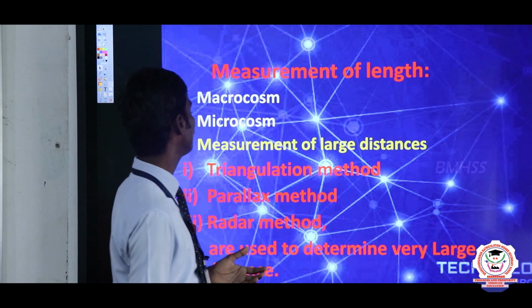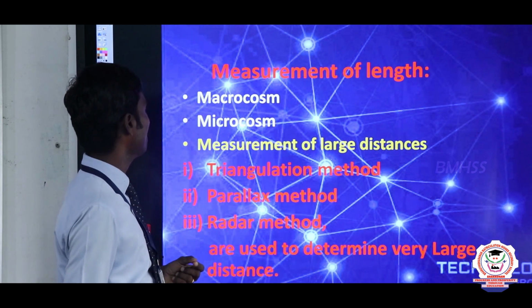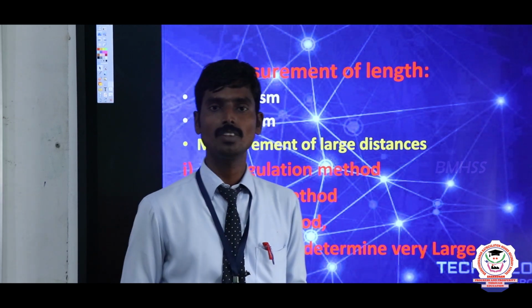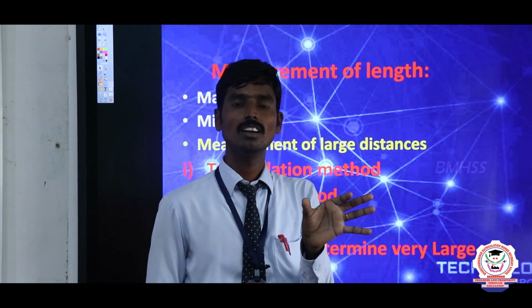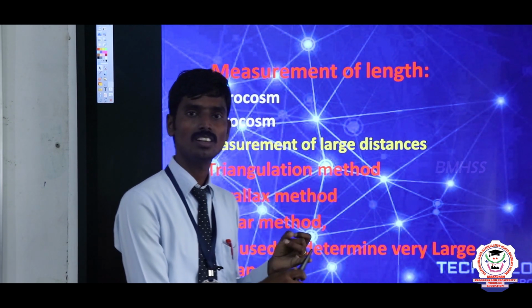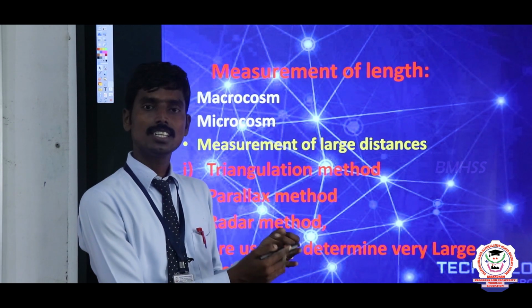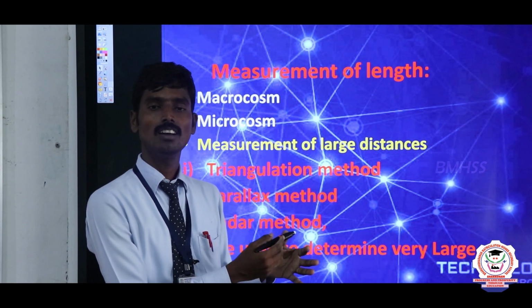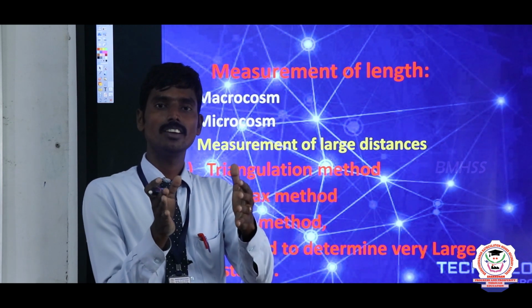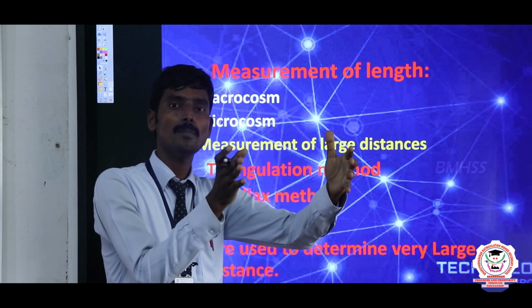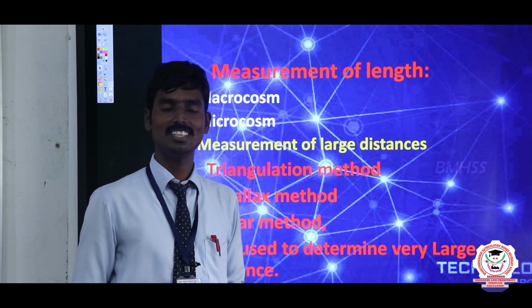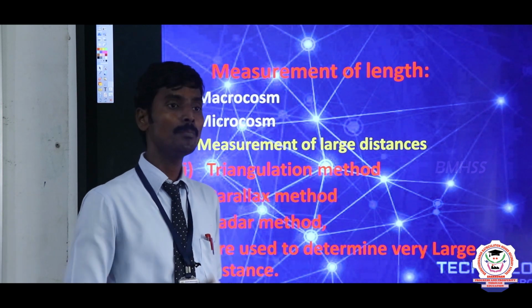Very good. Now, a new concept: macrocosm and microcosm. Sir, what are macrocosm and microcosm? Macrocosm deals with large objects like galaxies, planets, stars, the sun, all the heavenly bodies, and the distances which constitute a macrocosm. This is called macroscopic, that means macrocosm.